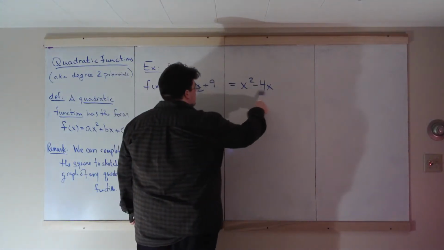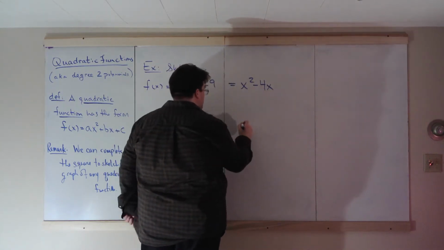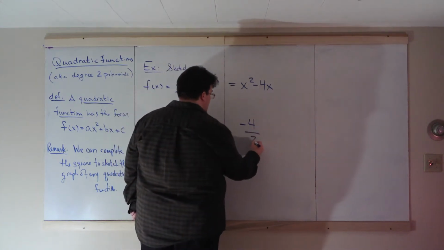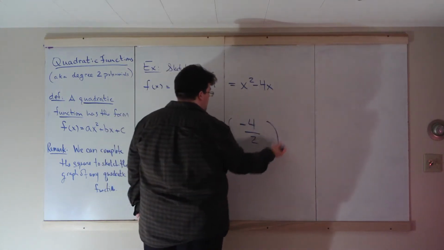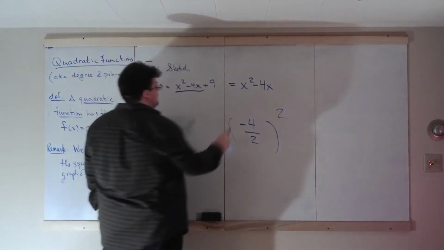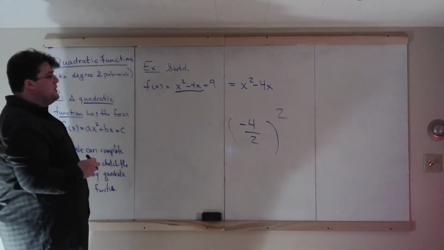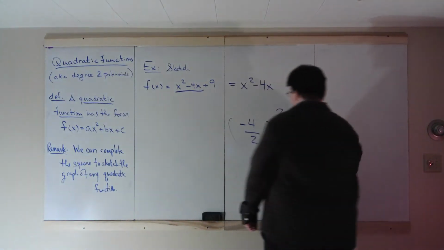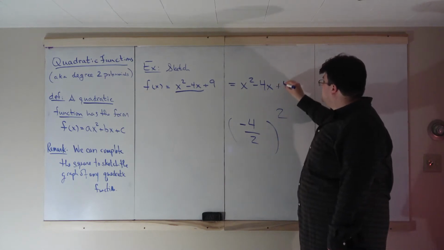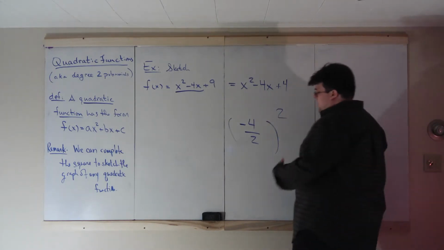Well, we're going to look at this negative 4. The coefficient on this x squared is 1. We're going to write negative 4 down here. We're going to take half of that, and then we're going to square that. If you take half of that and square it, given a coefficient on x squared of 1, that will give you a number you can add to that quantity, which will make it a perfect square. Negative 4 divided by 2, negative 2 squared is positive 4. So we take half of this number and square it.